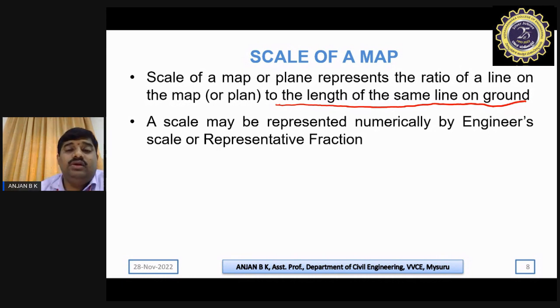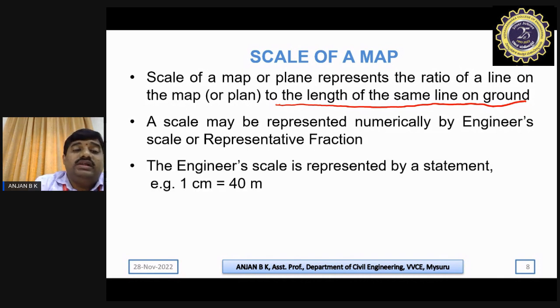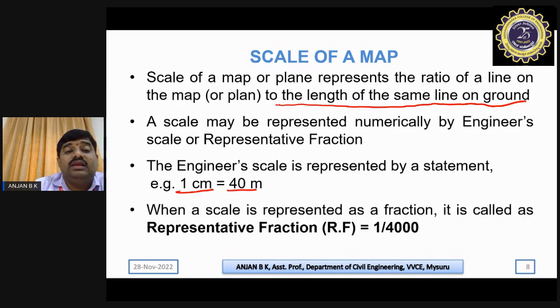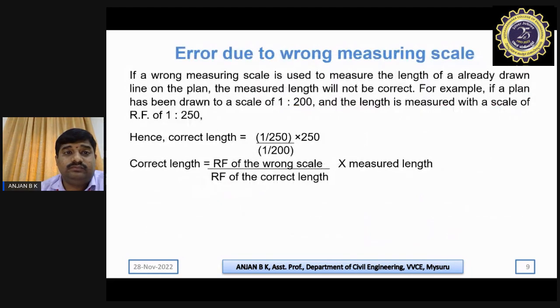So we have the representative fraction, and there is also the engineer scale, which means 1 centimeter on the drawing sheet will be equal to 40 meters on the ground. So this is how we represent it in the engineer scale. In the fraction, it can be measured in the same units. So 1 centimeter divided by 4000 centimeters. 4000 centimeters is nothing but 40 meters. So here is an example for that.